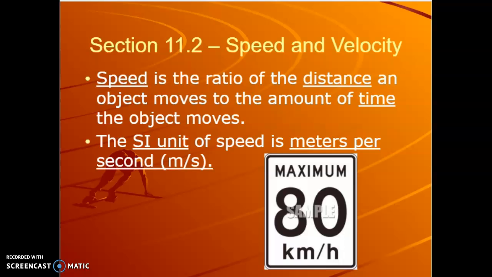All right, so now we're done covering distance and displacement for 11.1. Let's talk about 11.2 on speed and velocity.